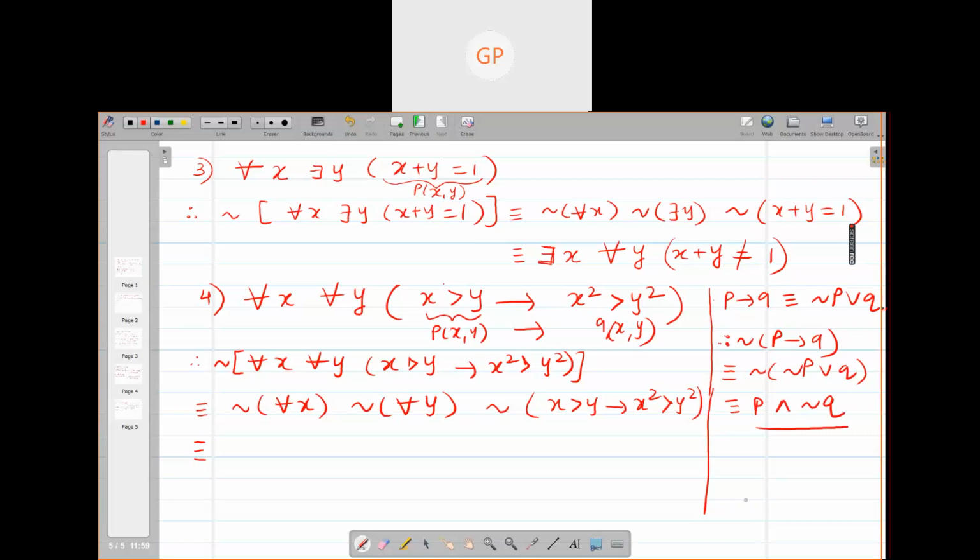Correct? Yes. So what is the answer here? What is the negation of for all? There exists x. There exists y. And what will be negation of this? Tell me now.